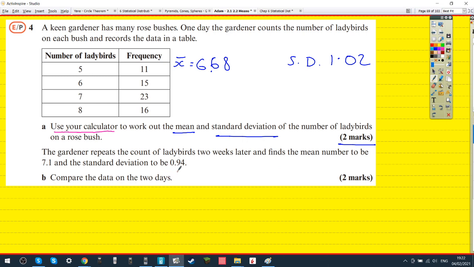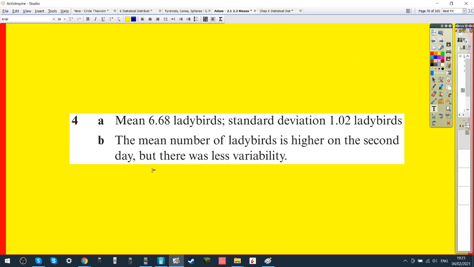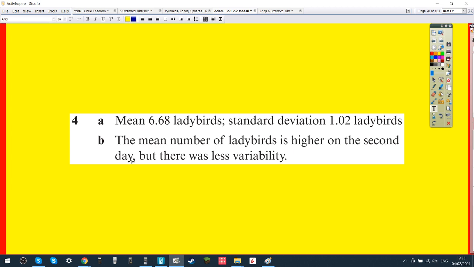And standard deviation decreasing. Any idea what that represents? It's like a smaller spread. The number of ladybirds is now less spread out. So here you had from 8 to 5, maybe it'll be from only 8 to 4 or something like that. Or there'll be more clustered in the middle. The mean number of ladybirds is higher on the second day, but there was less variability.